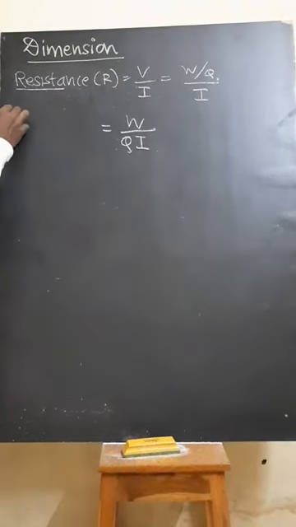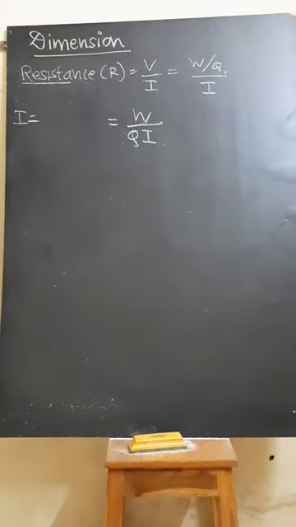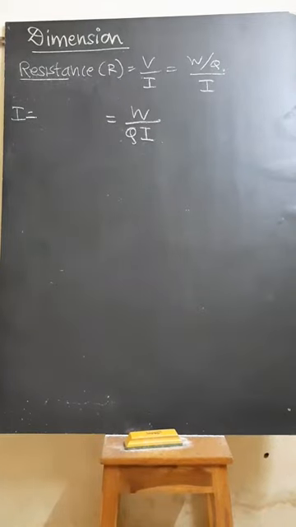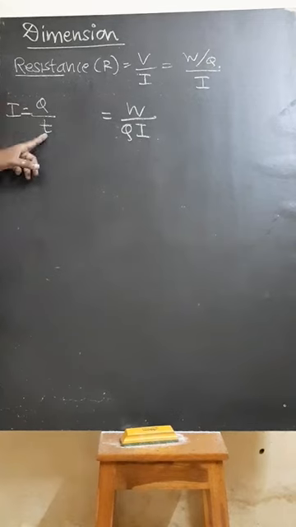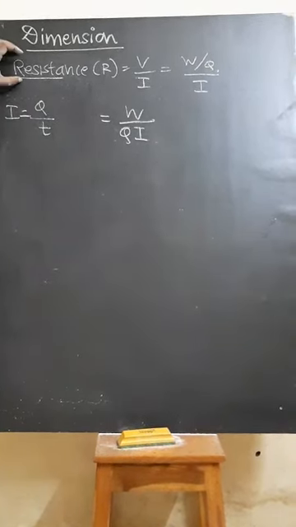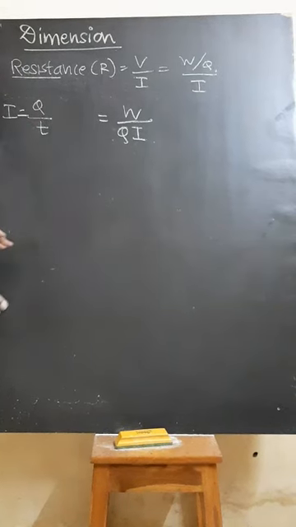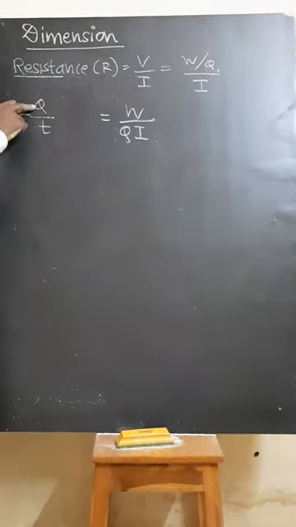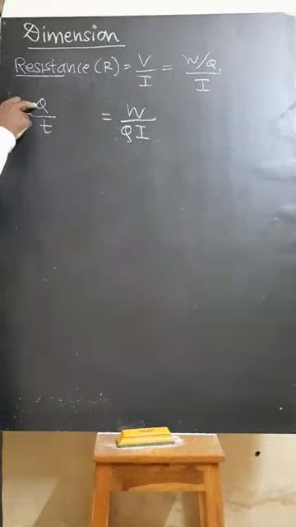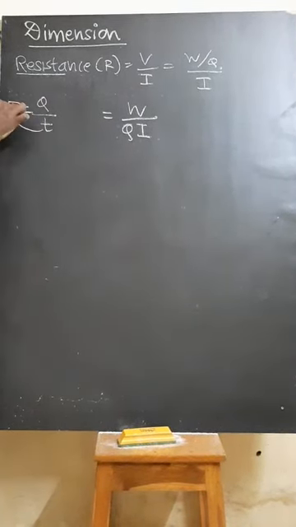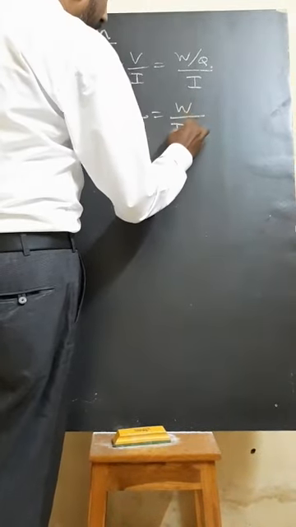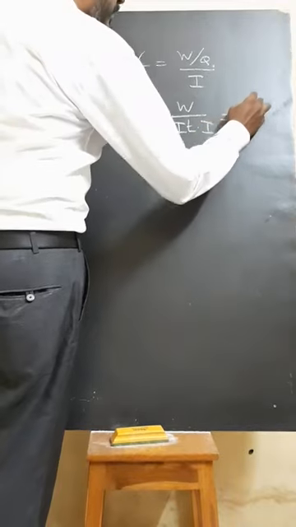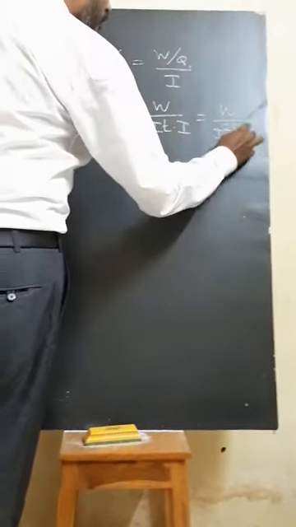Now what is the formula for current? Meaning of electric current: electric current means flow of electrons per unit time, flow of charge per unit time. So current is given by Q by T. Our aim is to calculate the dimensions of resistance, to express this resistance in terms of fundamental, in terms of basic. So charge is not my basic. So express this charge in terms of current. So it becomes Q equals I multiplied by T. So the formula becomes work done over I into T into I. So it becomes work done over I square into T.